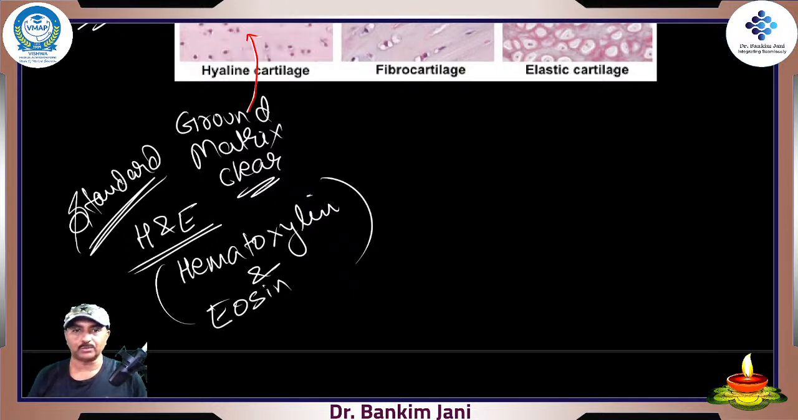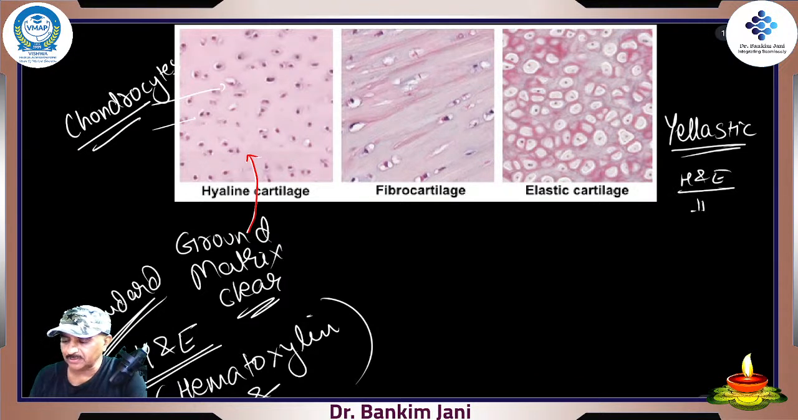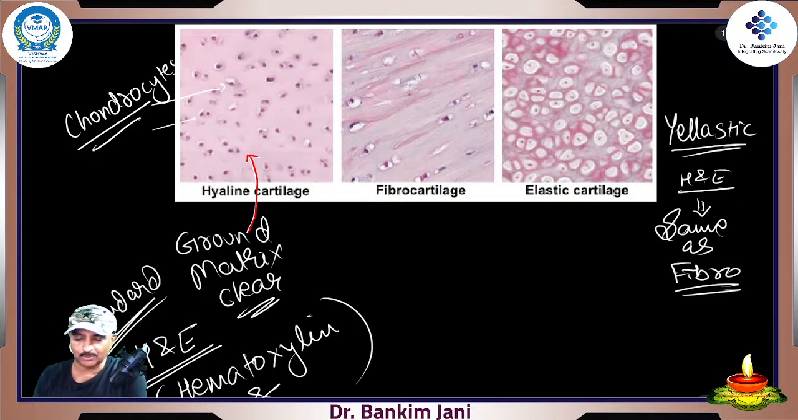And in that, it looks like this. The trouble is not here. Here there is a clear ground glass appearance, so there is never a problem. The problem comes with our decent elastic cartilage, our stylish elastic. This elastic cartilage, when you stain it by H&E, will appear absolutely the same as fibrocartilage. So this poor elastic, so gentle, looks like a goon.